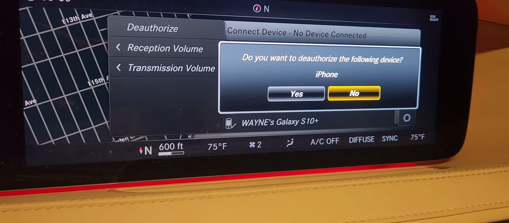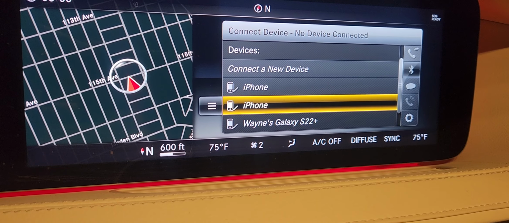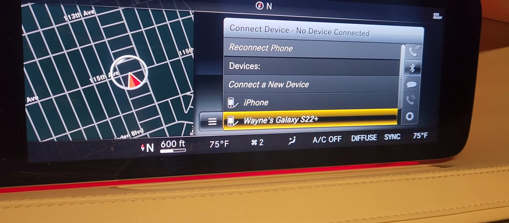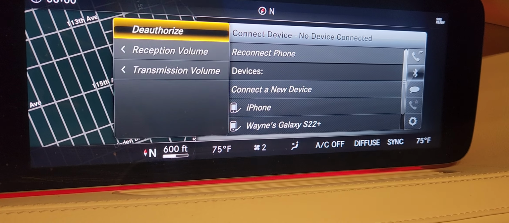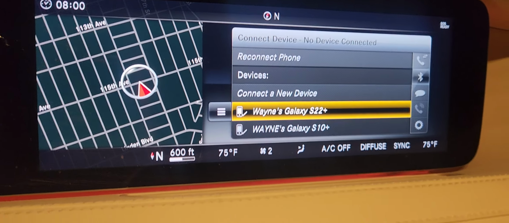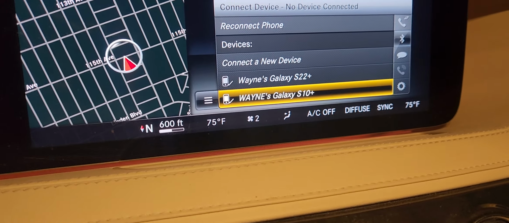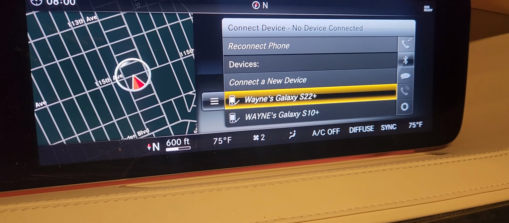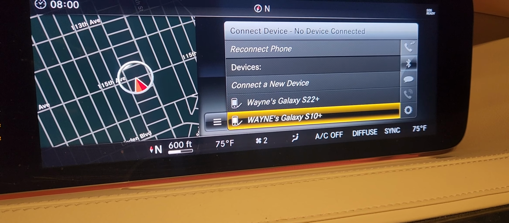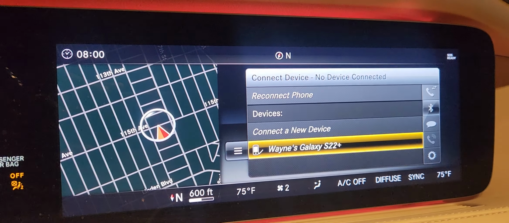Push to the left, deauthorize, yes. We'll go up, push to the left, deauthorize, yes. And we do the last one, push to the left, deauthorize, yes. And now you only see my phone. The Galaxy S10 was what I had before. Right now I have the S22, so we can do the exact same thing. Push to the left, deauthorize, turn, yes.